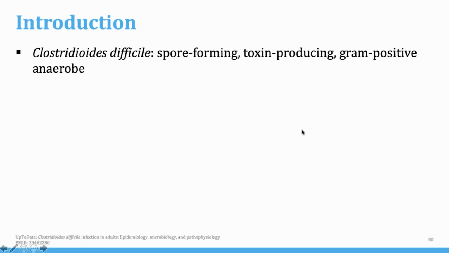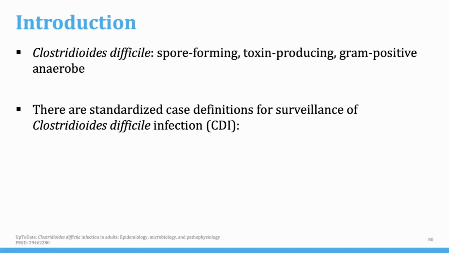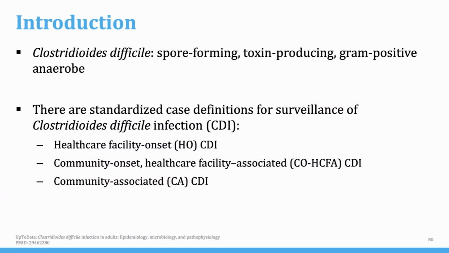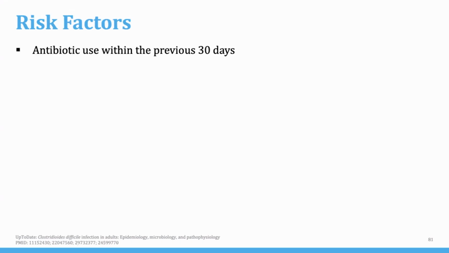So a brief introduction. C. diff is a spore-forming, toxin-producing, gram-positive anaerobe. There are standardized case definitions that we use for surveillance of CDI, broadly categorizing as healthcare facility onset, community onset, and healthcare facility associated or community associated CDI. The primary risk factor for C. diff infection, of course, is antibiotic use within the past 30 days.